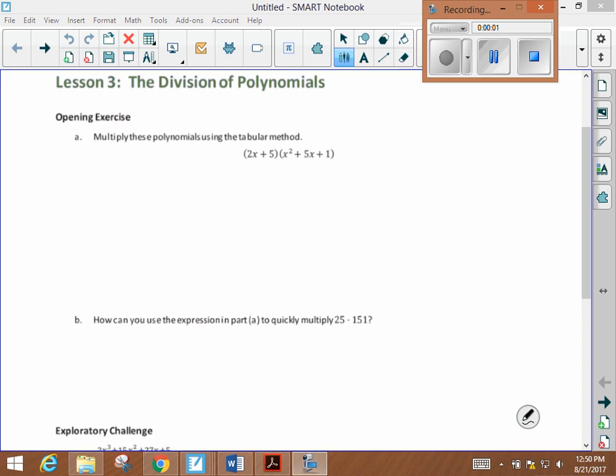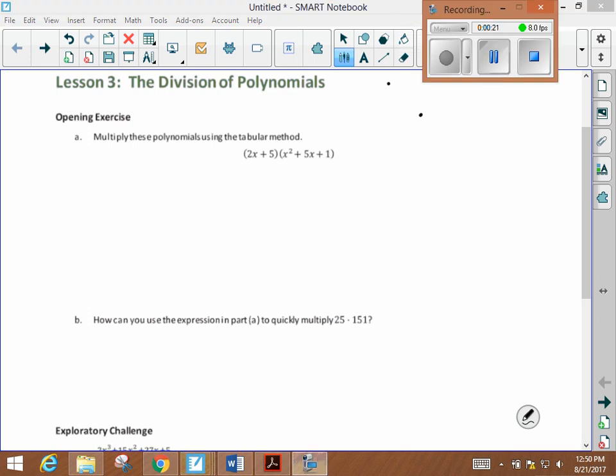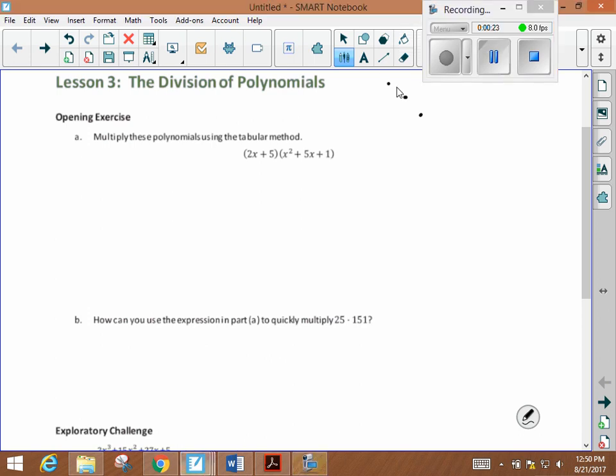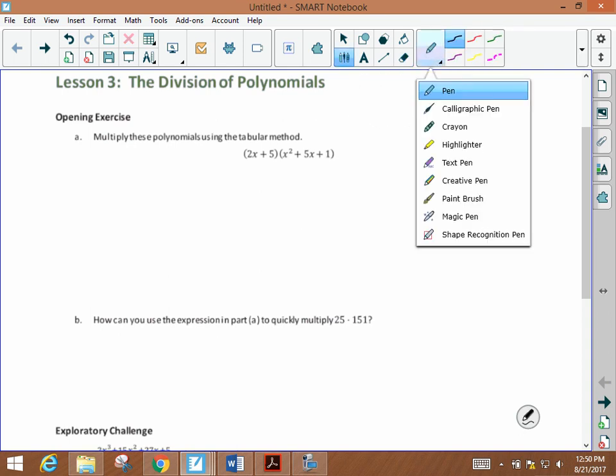All right, welcome. Let's learn about dividing polynomials. And today, we're going to specifically learn how to do that using what's called the reverse tabular method. So if we're going to use reverse tabular method, I think that probably we should make sure that we remember how to use our tabular method, right?